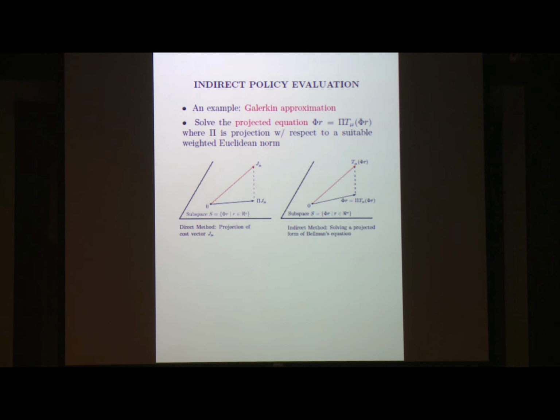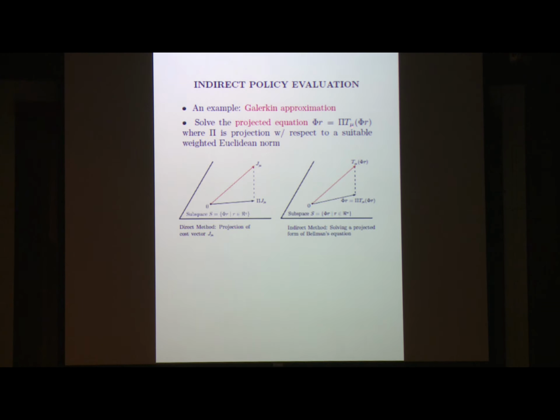solutions of high-dimensional equations. Now, in indirect policy evaluation, in Galerkin approximation in particular, instead of projecting the object that you want to approximate, you project the equation that the object solves. And you solve the projected equation. So here, the equation is J mu equals T mu J mu. You project this equation, using Phi r in place of J mu. And you solve this equation in place of the original Bellman equation for the policy. It's a projected form of Bellman's equation.